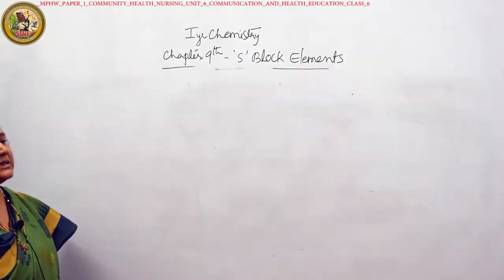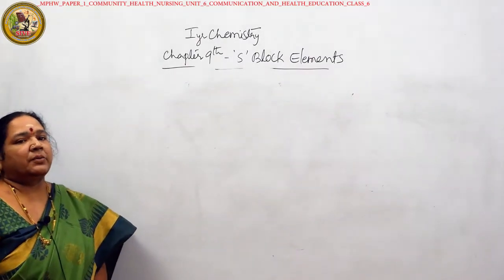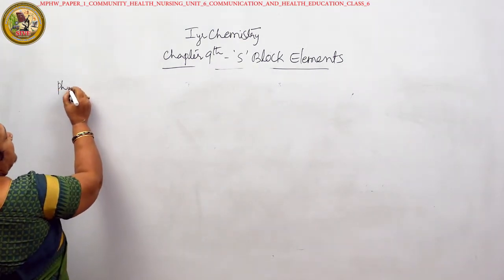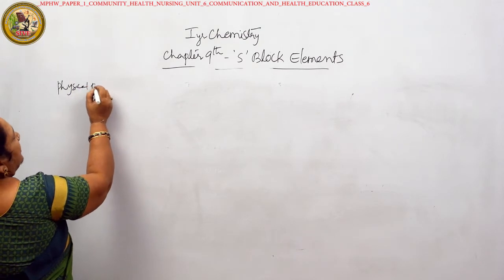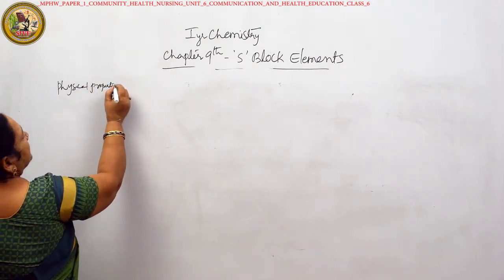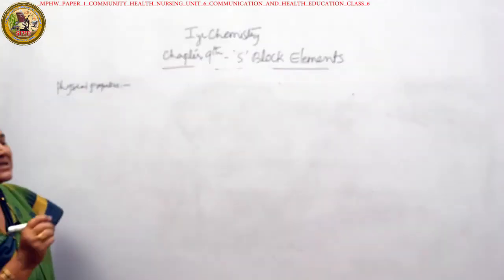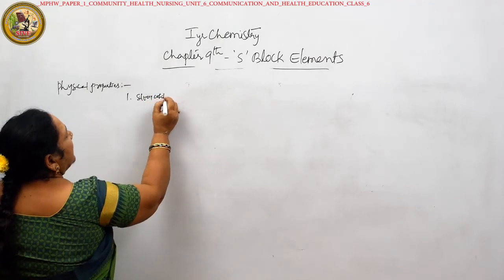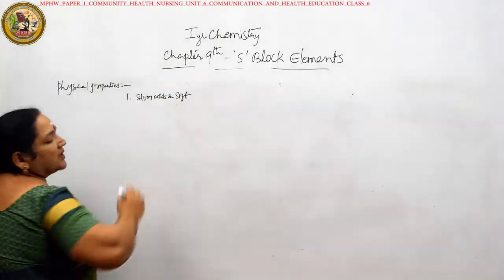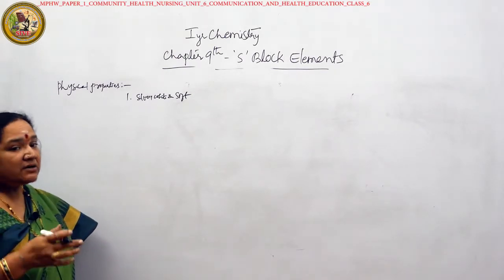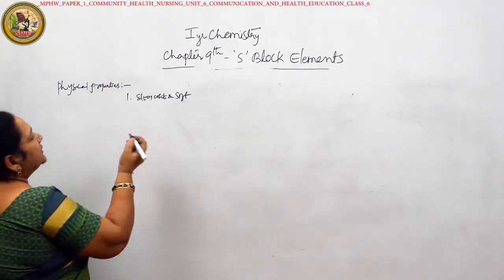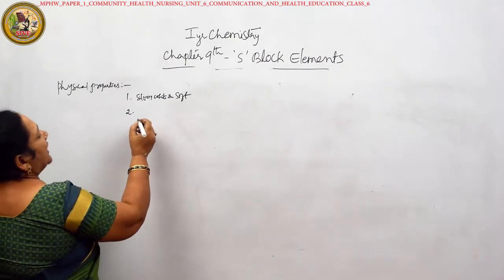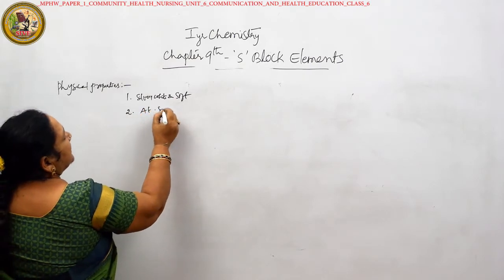Next, we shall discuss the general or physical properties of these first group elements. Physical properties. Almost all these metals are silvery white and soft. As you move from top to bottom, their atomic sizes increase.